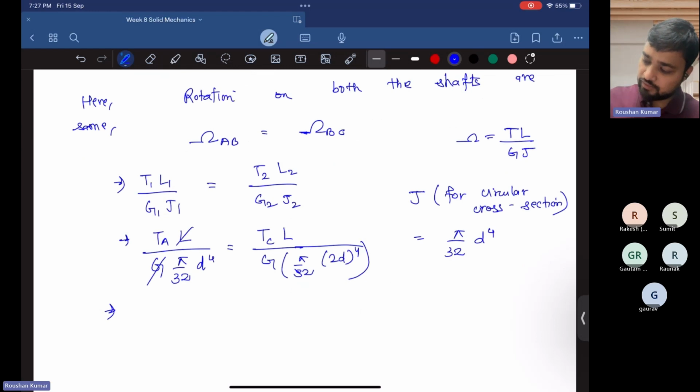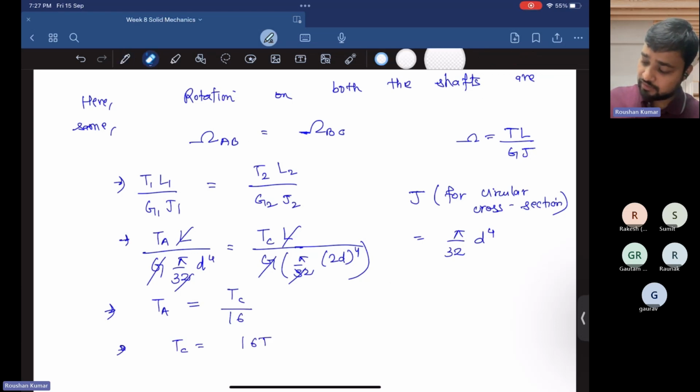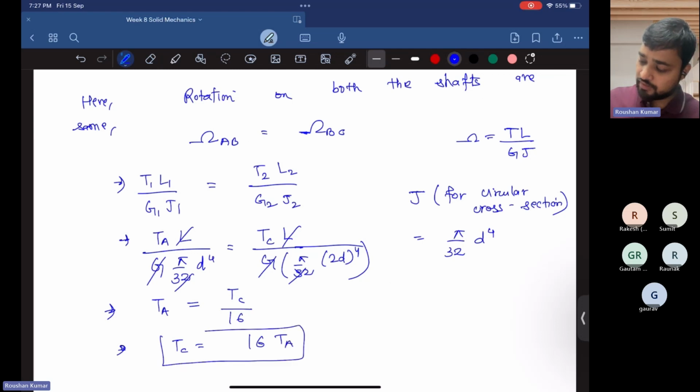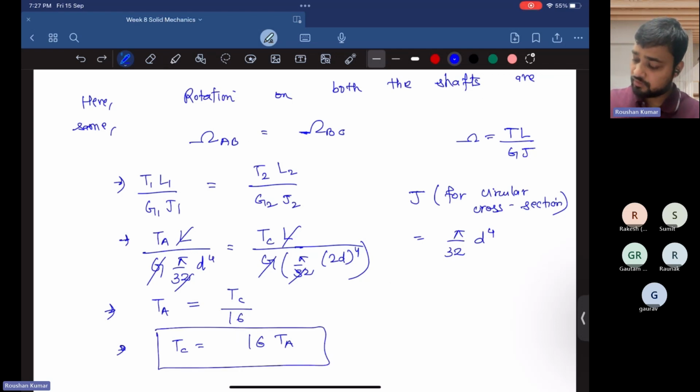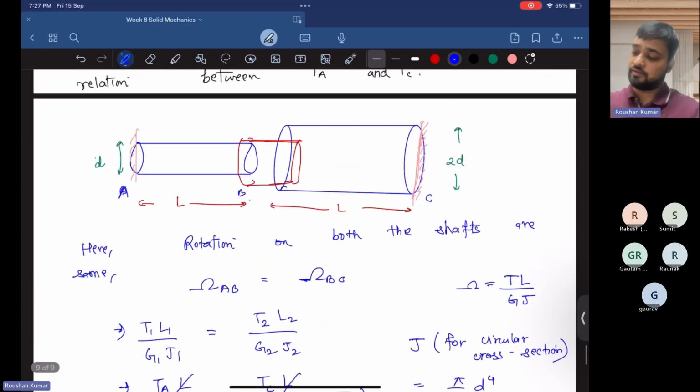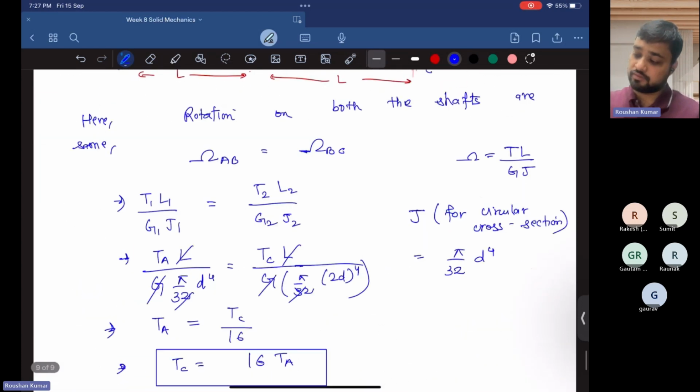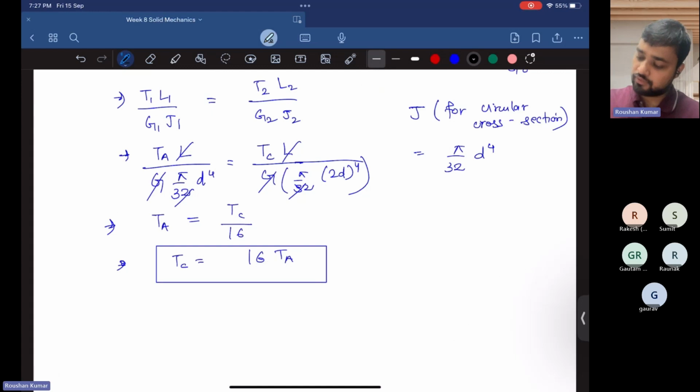So L and L cancel out, G and G cancel out, and pi by 32 cancels out. What remains is TA equals TC upon 16. That means TC equals 16 times TA. So this is the final relation between TC and TA. This is question number 3. Now move on to problem number 4.